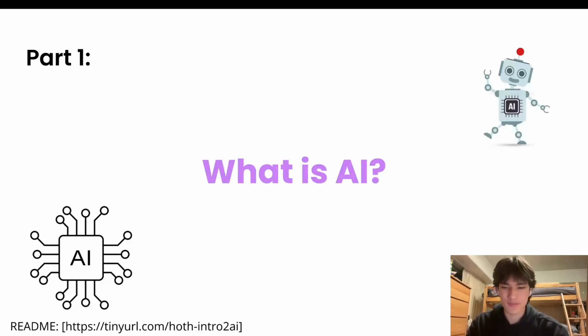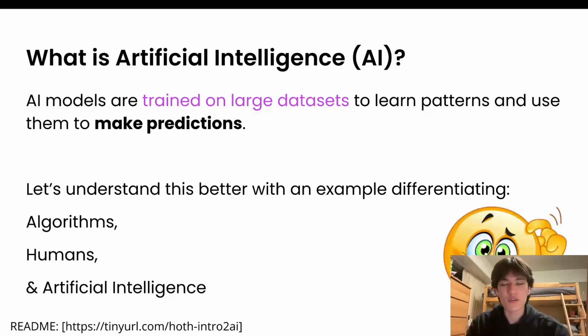What is AI? So artificial intelligence models are trained on very large data sets to learn patterns and use them to make predictions. This may sound a little weird because you can just go to ChatGPT and have a conversation with it, right? But let's try to understand this better by using an example that differentiates between algorithms, humans, and artificial intelligence.